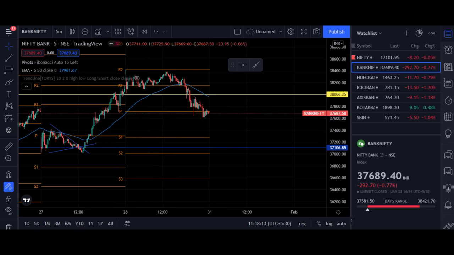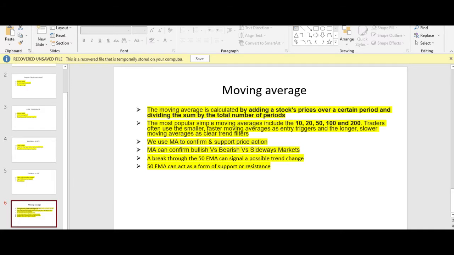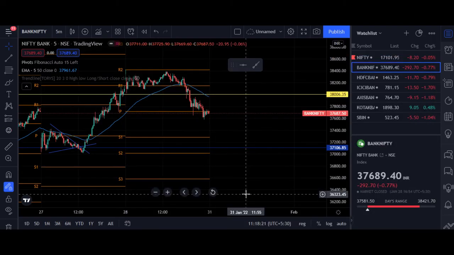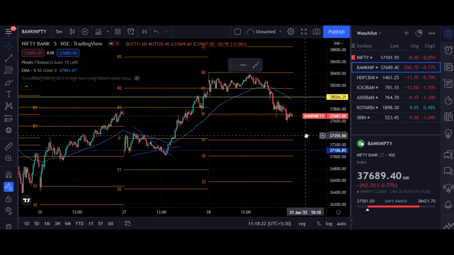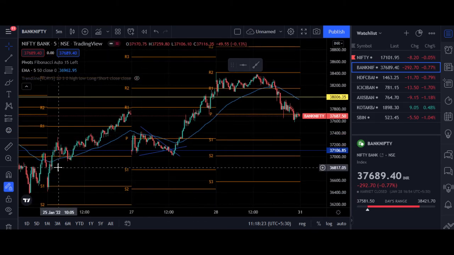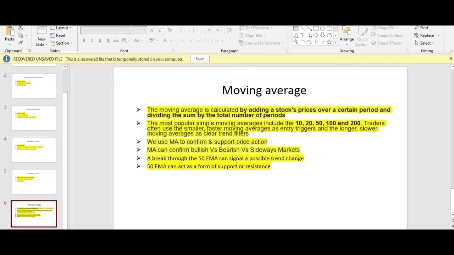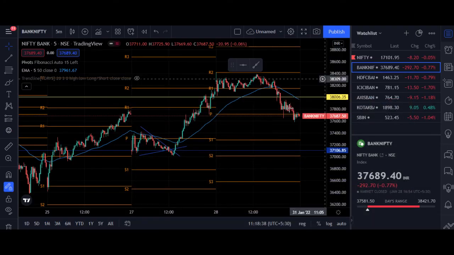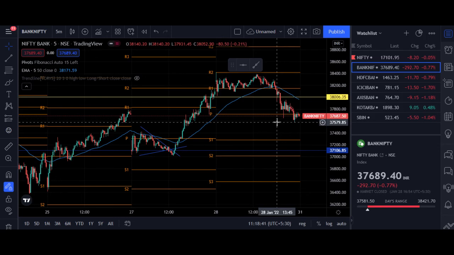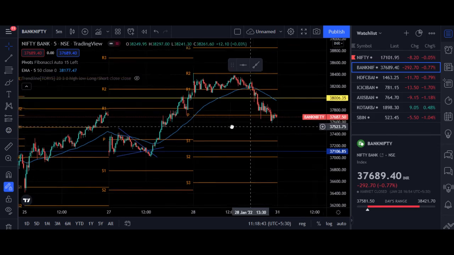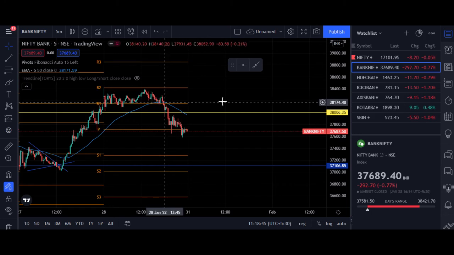Then comes the breakthrough: a break of the 50 MA can signal a possible trend change. It's very clear. This is a live market, whatever previous sessions happened live. Once it breaks this moving average, you can see clearly that the market went from uptrend to sideways, then broke the moving average into a downtrend. Same thing: when the downtrend is broken this time, it went into an uptrend.